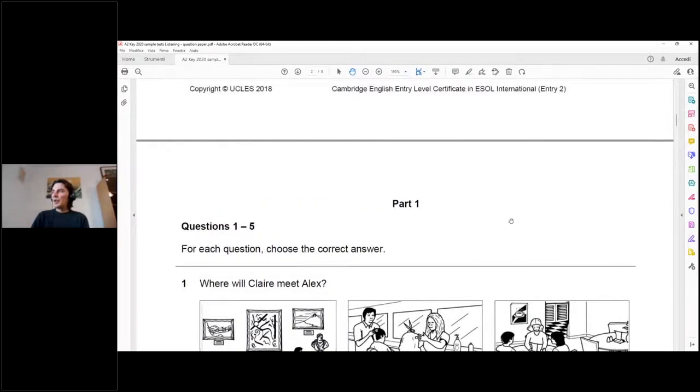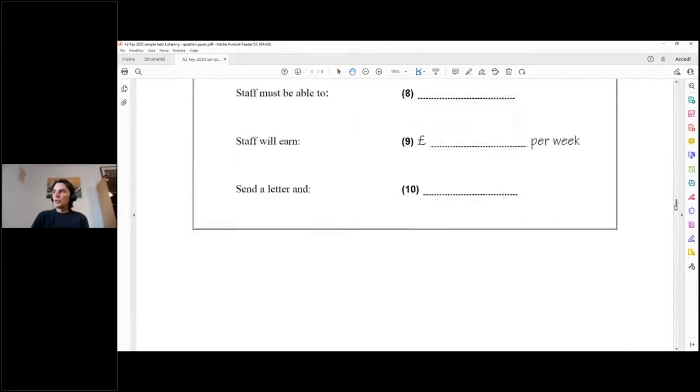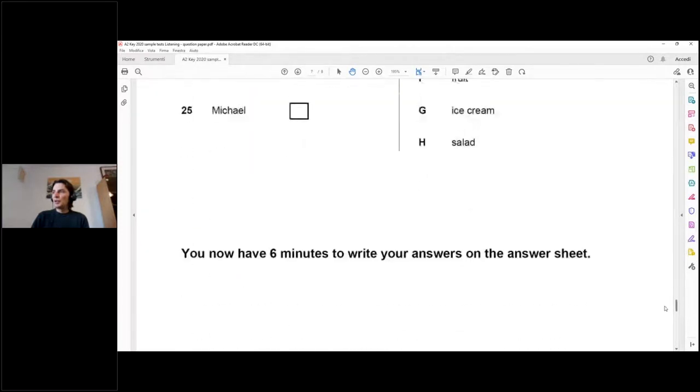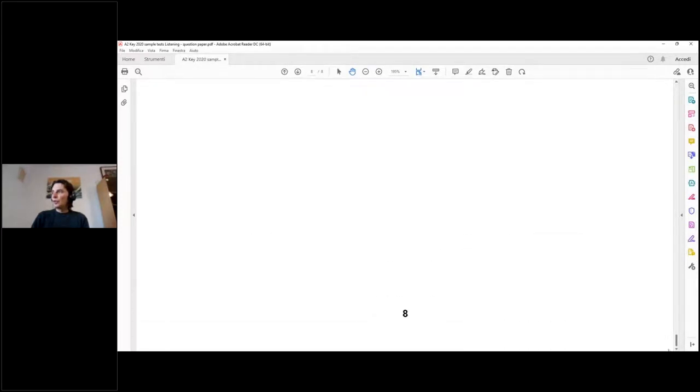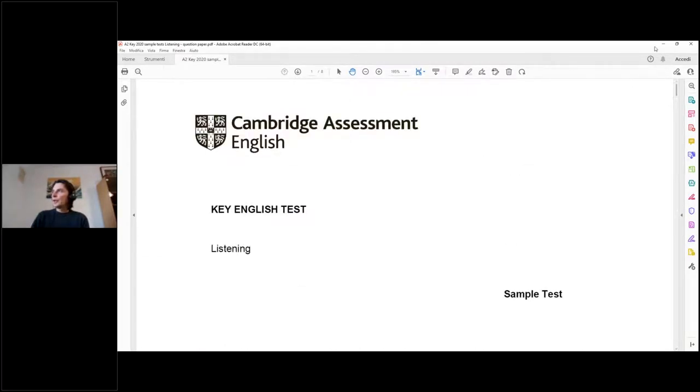Now, there are 5 parts to the test. I mean, you should wait for this, but I'm going to show you the parts, right? And you should have these parts open on your computer, okay?